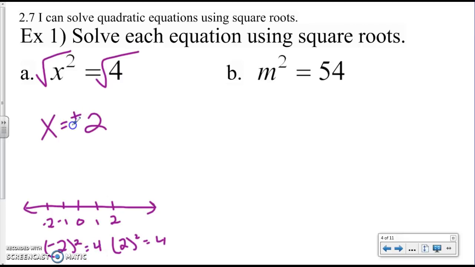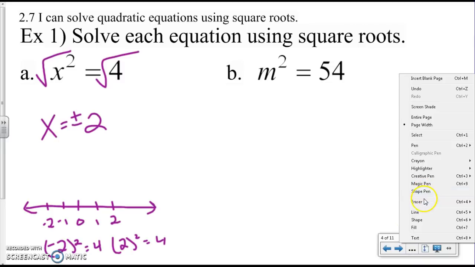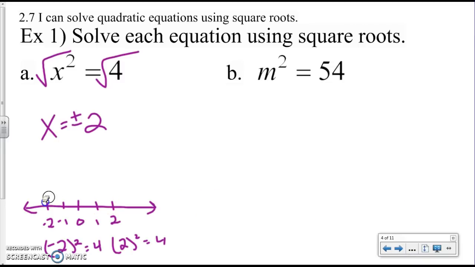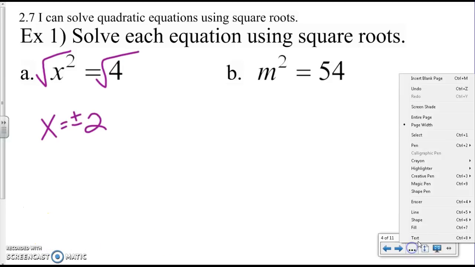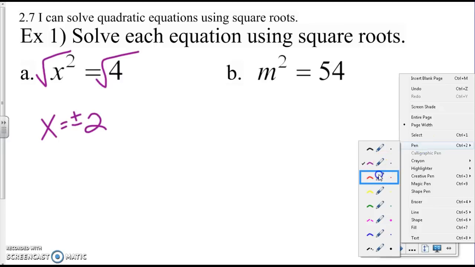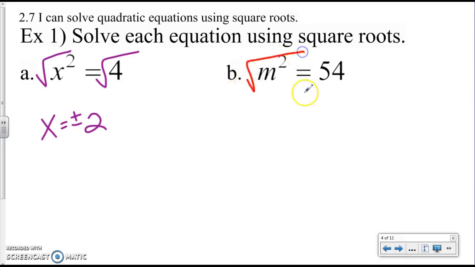When I solve by square roots, it's really important that I don't forget that plus or minus sign. If you do not have it, you are technically missing a solution, so you will lose part of your credit there. But pretty simple. Take the square root of both sides and go from there. Okay, so the next one. Take the square root of both sides.